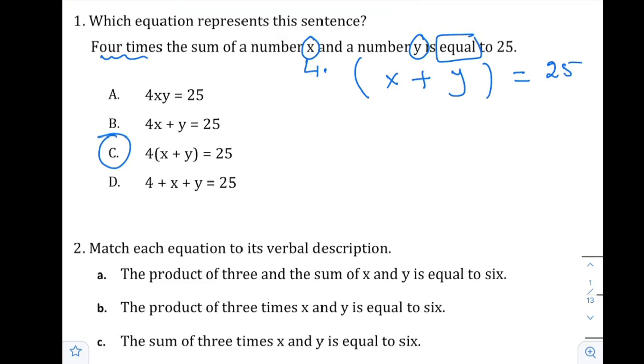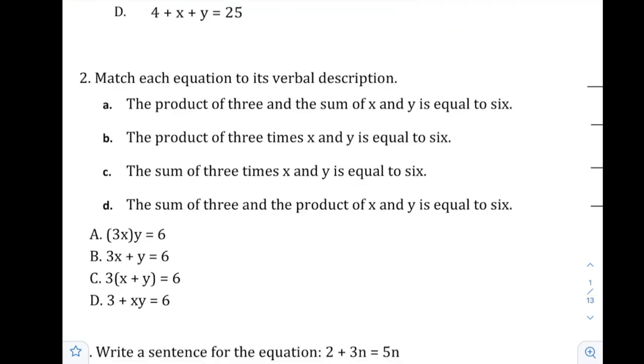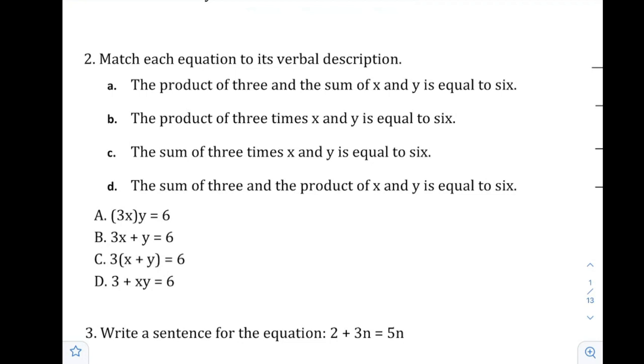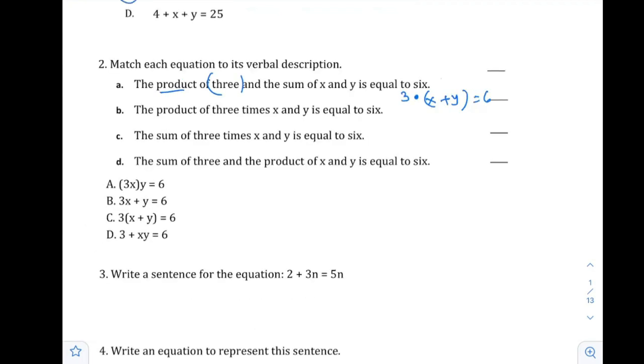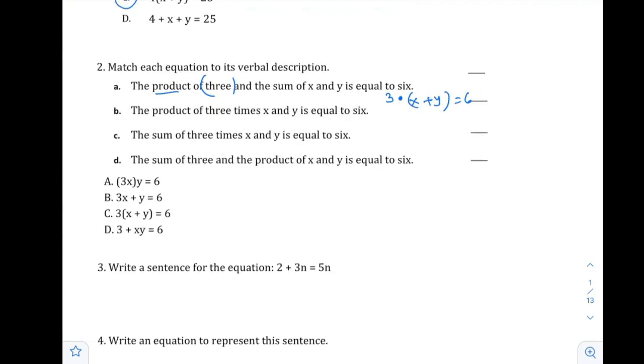Next, here in question 2, match each equation to its verbal description. The product of 3 and the sum of x and y is equal to 6. The product, the first side is 3. The second side is the sum of x and y, and then it is equal to 6. Which one is matching with that? Definitely, as you see, C.